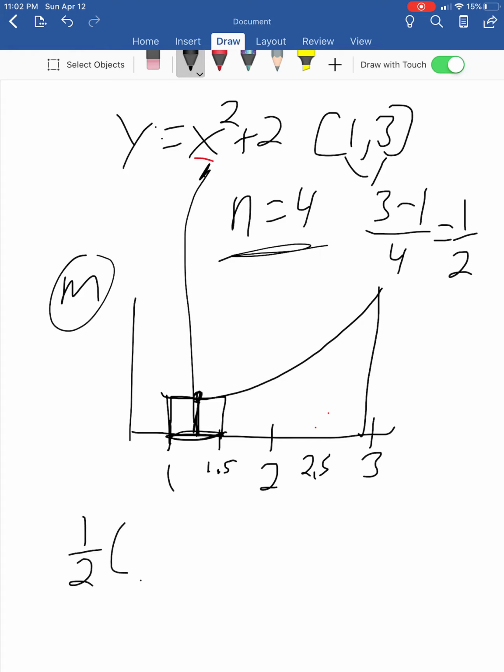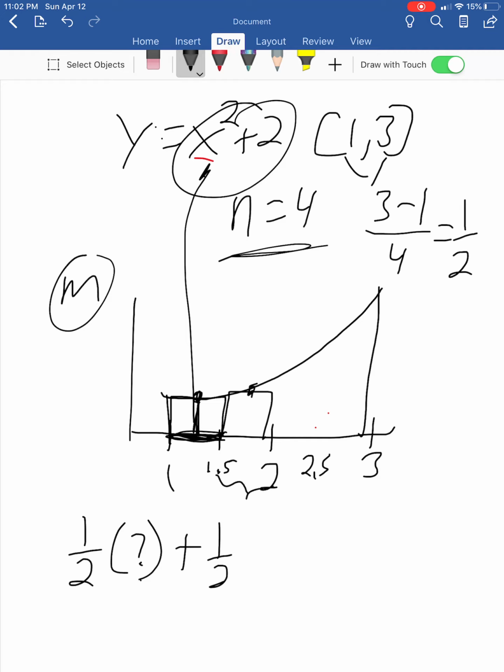So 1/2, get the number in the middle of 1 and 1.5, plug it into the function, and that would be the height of the rectangle, plus 1/2. Get the number that's halfway between 1.5 and 2. Plug that into the function, and that would be the height of that rectangle, and so forth and so forth.